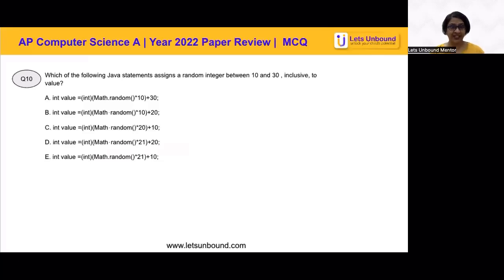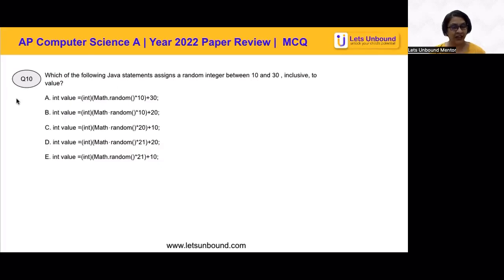What our next question says. It says, which of the following Java statements assigns a random integer between 10 and 30, inclusive to value? So what does this mean? This means we will have to evaluate each of the options and select the one which generates a random integer between 10 and 30, both inclusive.